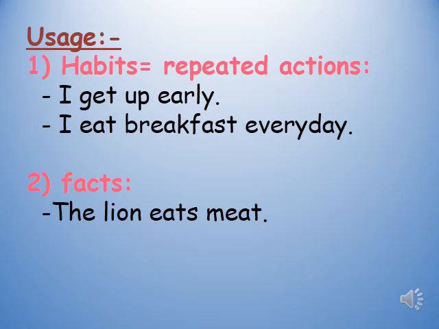Then, number two, facts. Facts means something everyone knows, no one can change. For example, the lion eats meat. The lion can't eat grass. So this is a fact everyone knows. So I use the present simple with habits, repeated actions, and facts.